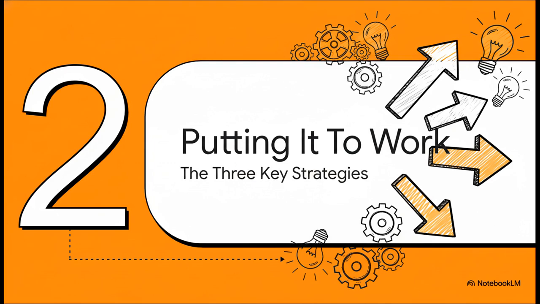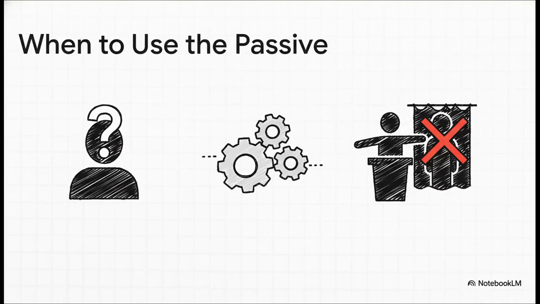But the real fun, the real power, comes from knowing why and when to actually use it. And there are basically three main strategies for pulling this off. These are the big three. Either you don't know who did it, you're talking about a process where the what is more important than the who, or, and this is a good one, you're deliberately trying not to point any fingers.